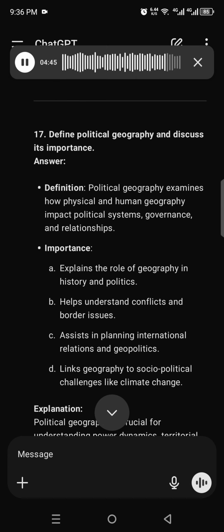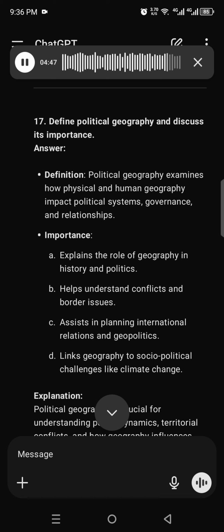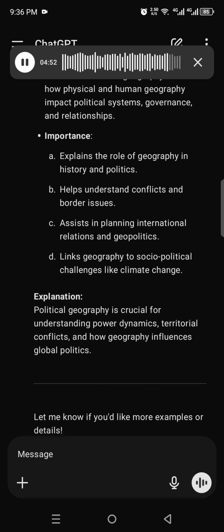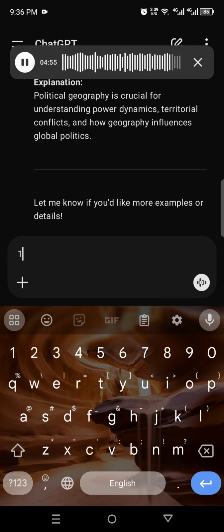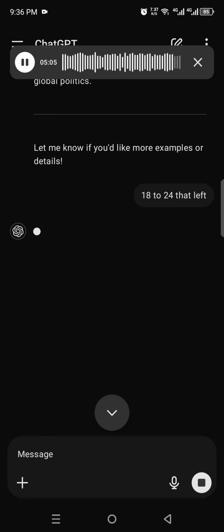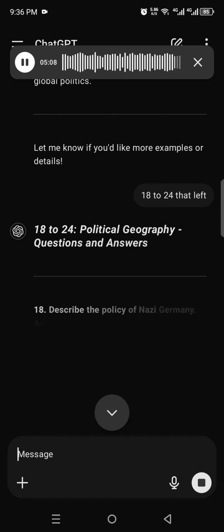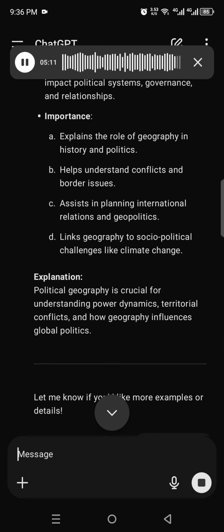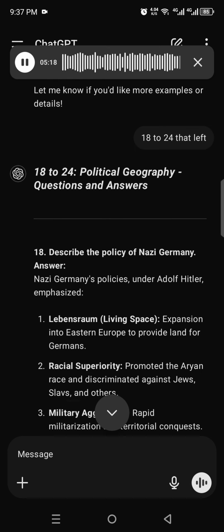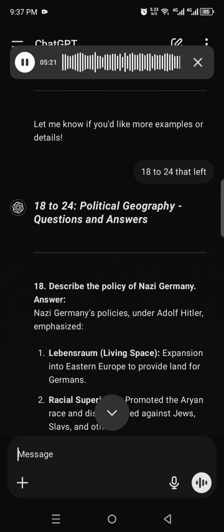17. Define political geography and discuss its importance. Answer. Definition. Political geography examines how physical and human geography impact political systems, governance, and relationships. Importance. 1. Explains the role of geography in history and politics. 2. Helps understand conflicts and border issues. 3. Assists in planning international relations and geopolitics. 4. Links geography to socio-political challenges like climate change. Explanation. Political geography is crucial for understanding power dynamics, territorial conflicts, and how geography influences global politics.